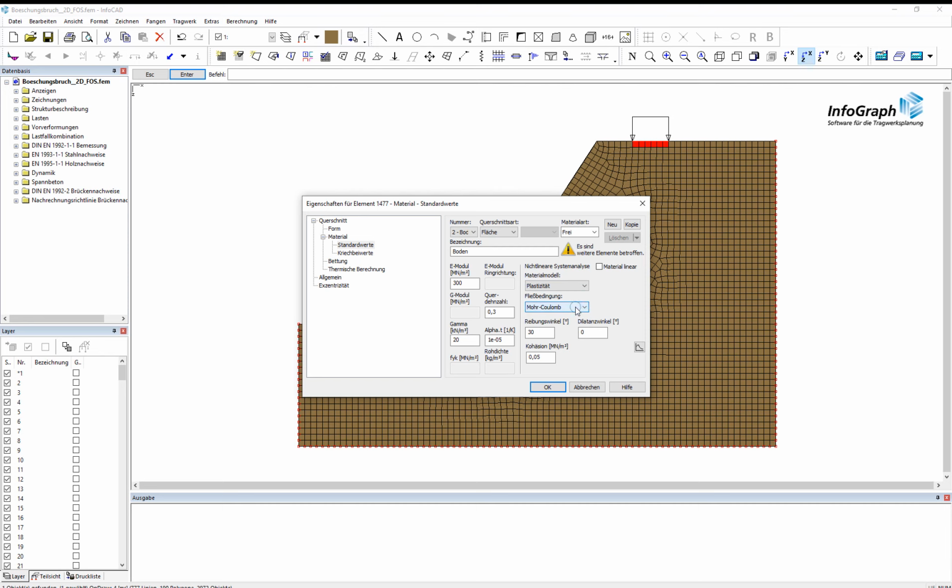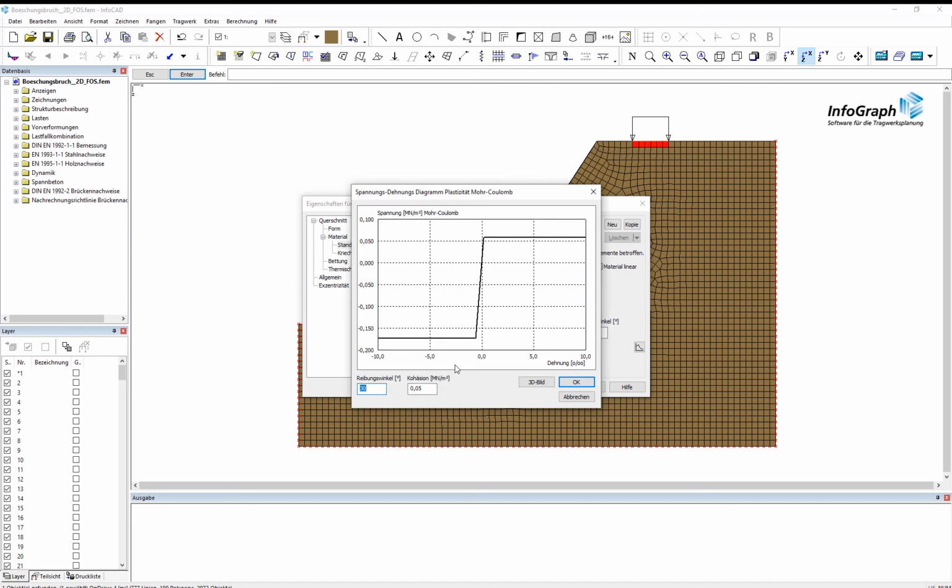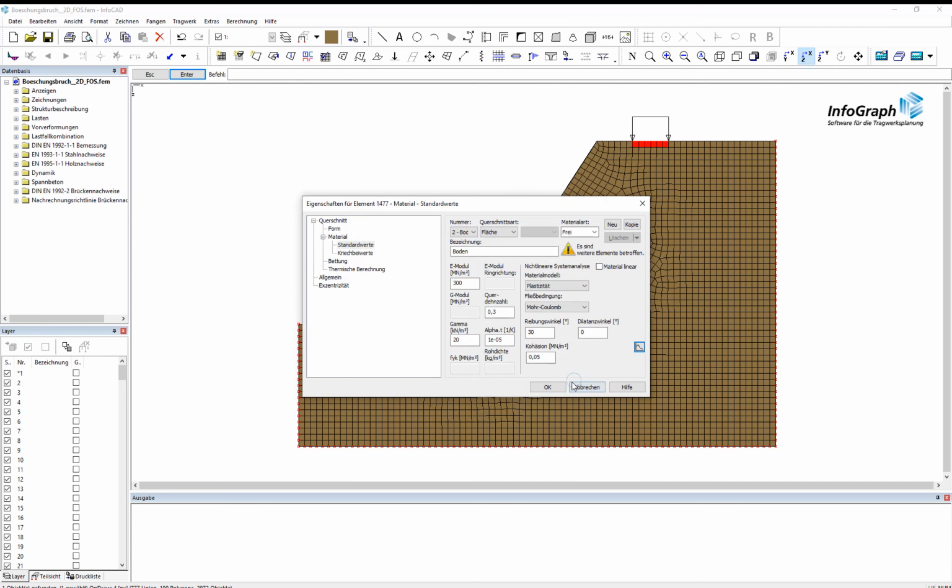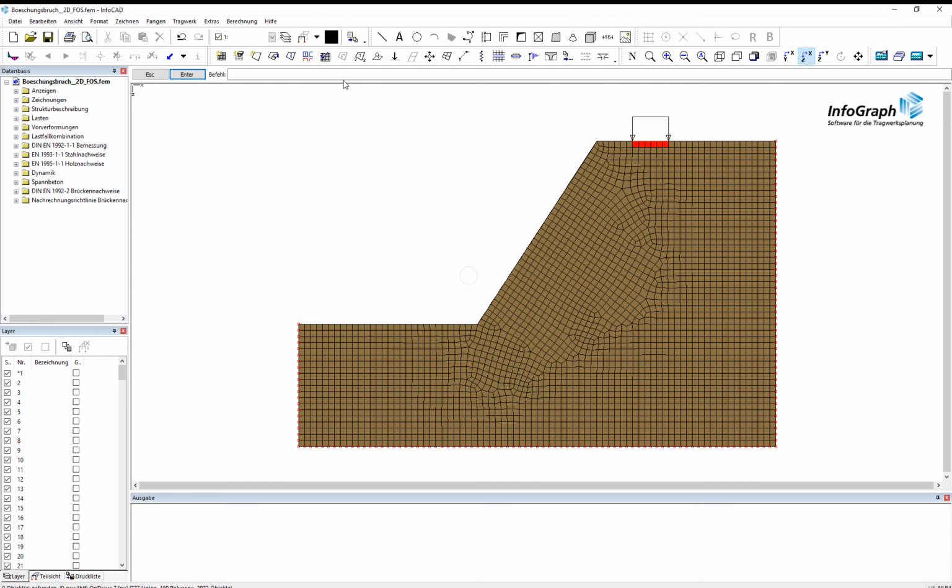In a next step, we customize or accept the default values of the three parameters that affect the soil failure: the friction angle, the dilatancy angle, and the cohesion. Please note that the corresponding uniaxial stress-strain relation can also be visualized.